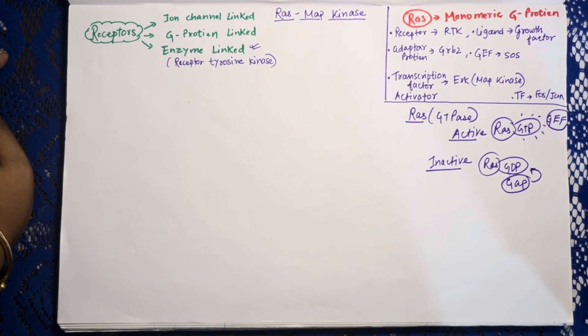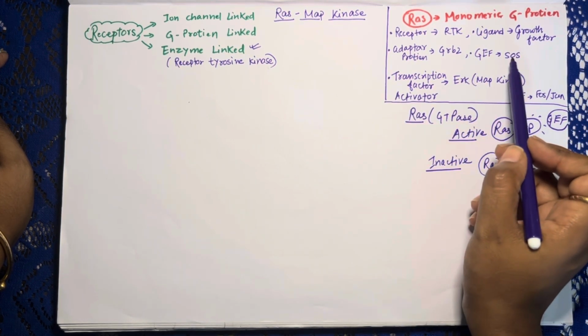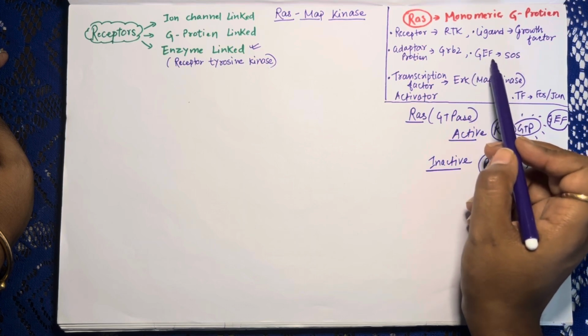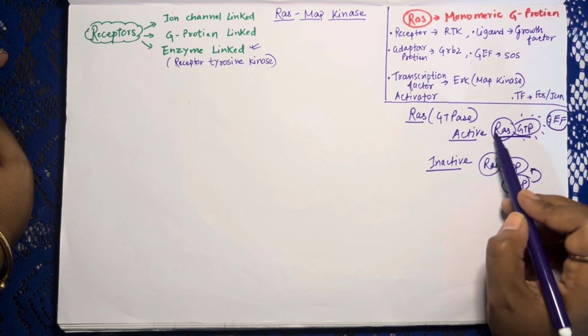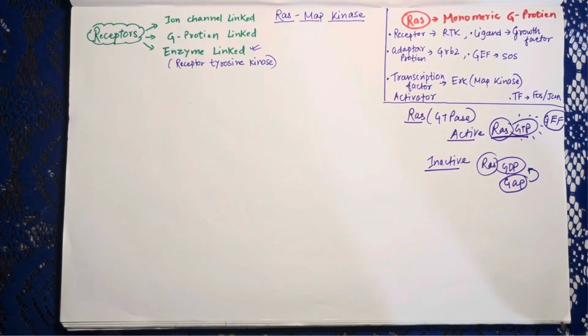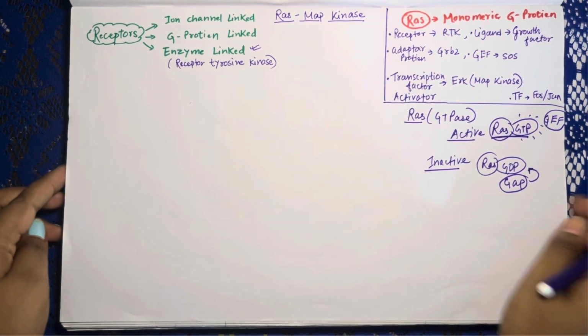GAP helps in binding GDP with RAS. So here I have told you that SOS is acting like GEF. That means SOS will help to bind GTP with RAS. Let us start the signaling pathway.